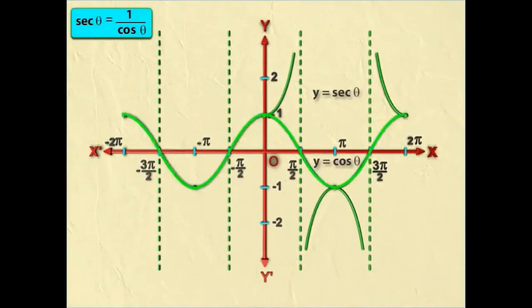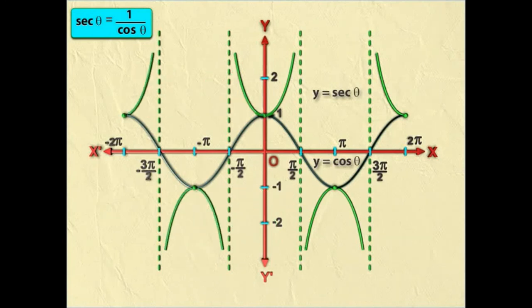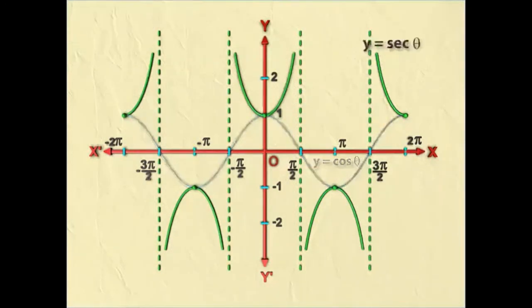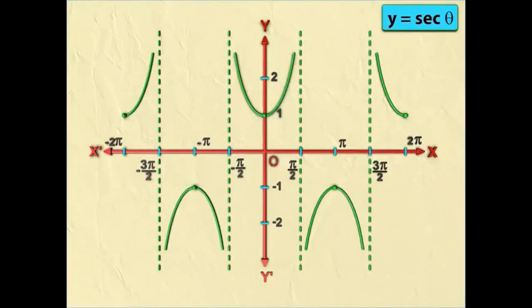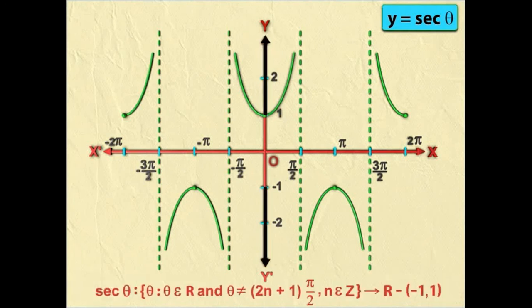Since the cosine function repeats itself with a period of 2 pi, the secant function also repeats its value after a period of 2 pi. Thus, the graph of the function secant theta indicates that the domain of secant theta is the set of all real numbers except odd integral multiples of pi by 2, and its range is the set of real numbers greater than or equal to 1 and less than or equal to -1.